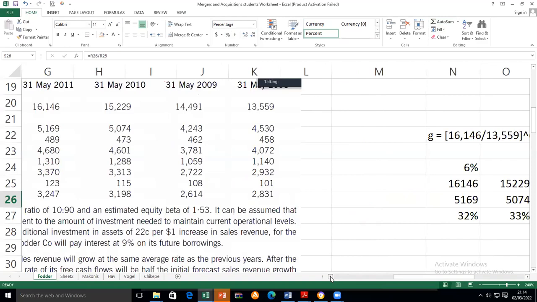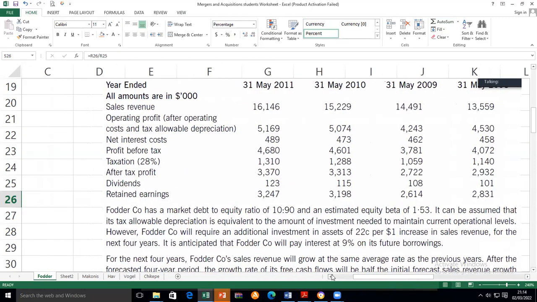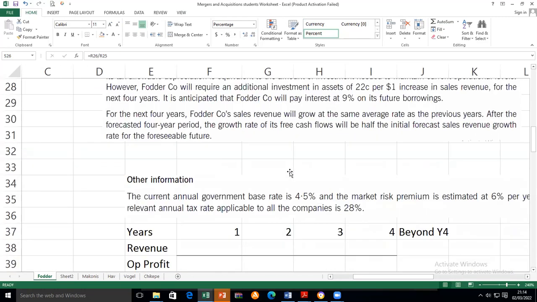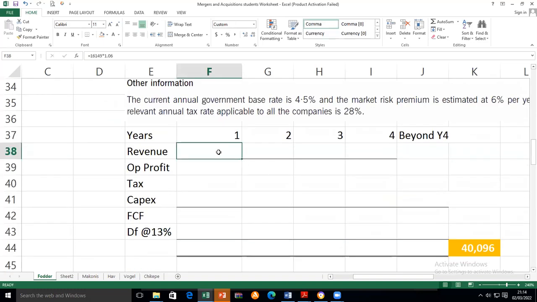Okay. Growth rate, 6%. Profit margin, 32%. With that now, let's come to our table here. And I hope some of you are typing and typing quickly. Here we are.